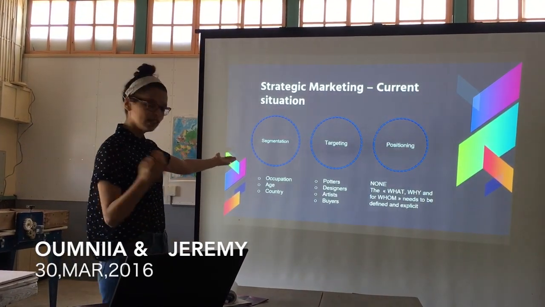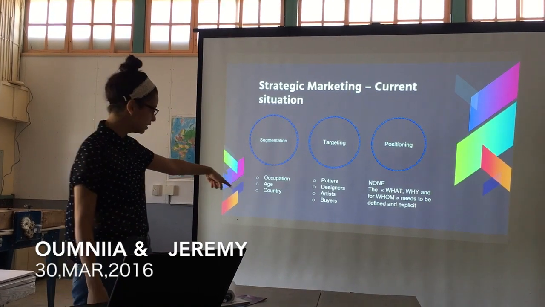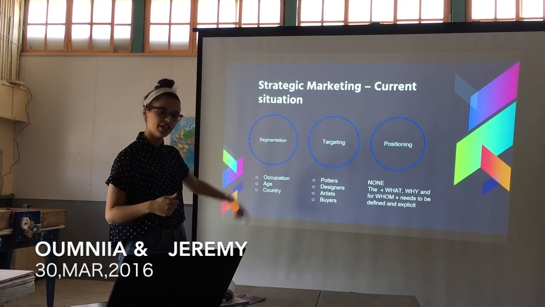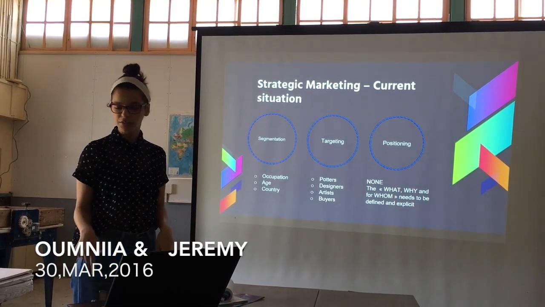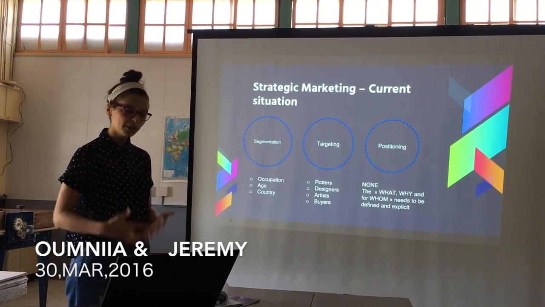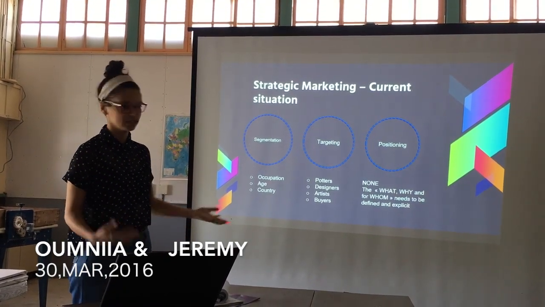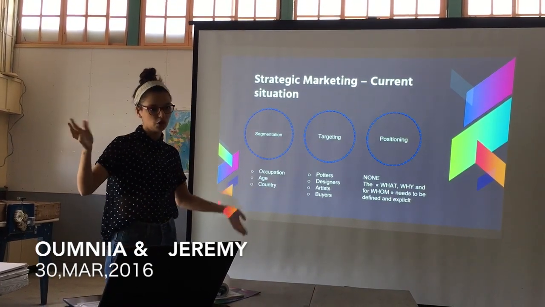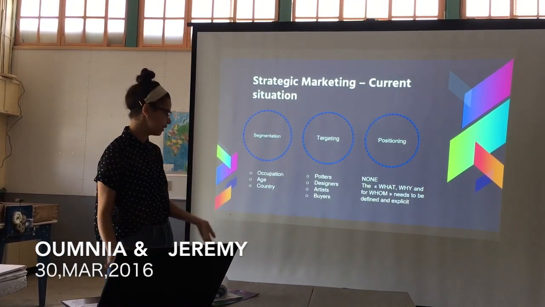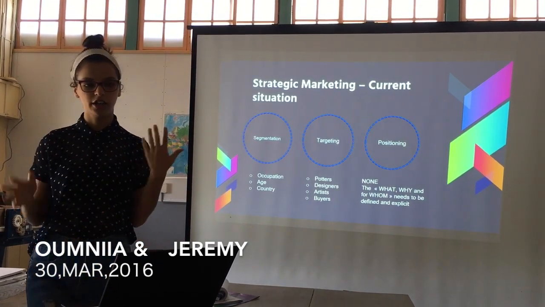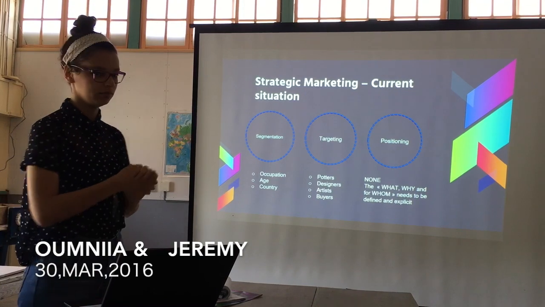For segmentation, all I've noticed these past two weeks is that we only focus on occupation, age and country. For example, for the art residents, we are trying to bring people from all over the world. So country is a characteristic, if you want. Age, old and professional artists, for example, and occupation, whether they are artists, whether they are potters, whether they are just normal visitors.